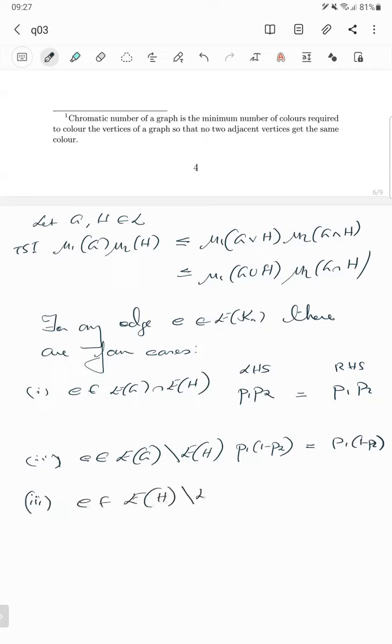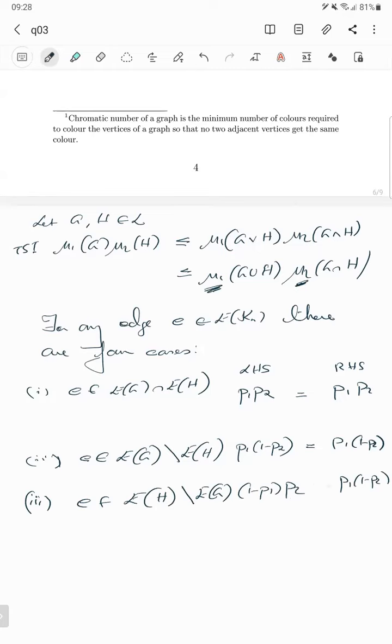E_H minus E_G. So this will be 1 minus P1 times P2, and here it will be P1 multiplied by 1 minus P2, because it is in the union. So P1 comes because of this mu1 here, and 1 minus P2 comes because under mu2, it is not integral. Okay. So how do you show that?